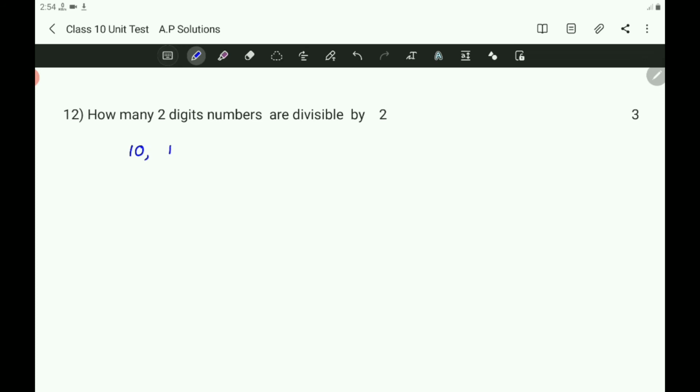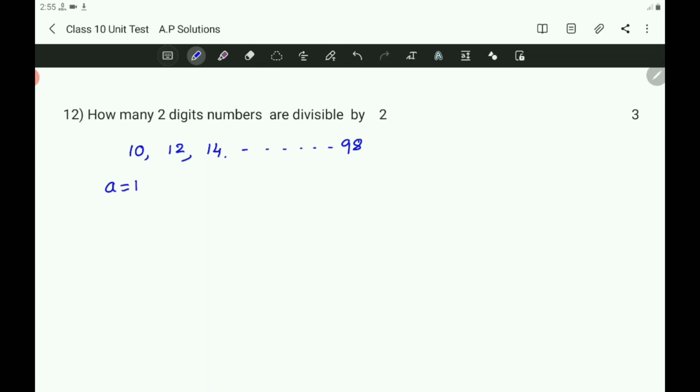Next 12, next 14, and so on. The last 2-digit number divisible by 2: 100 is a 3-digit number, so before that is 98. So these are the 2-digit numbers which are divisible by 2, starting from 10 and ending at 98. Then you write the same type; the method is the same here.